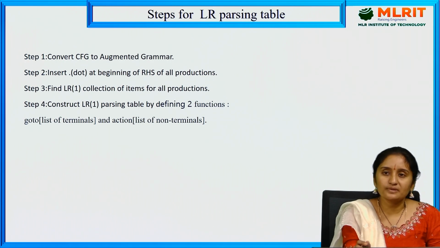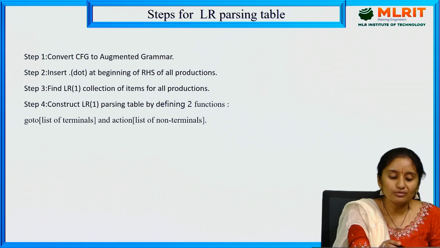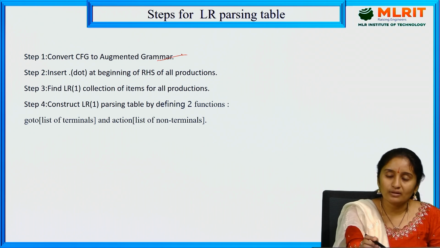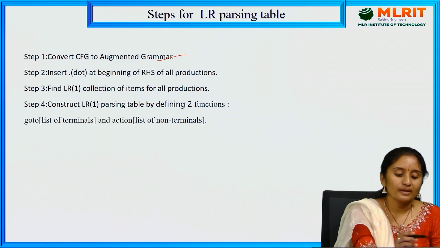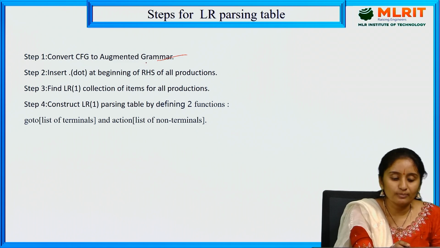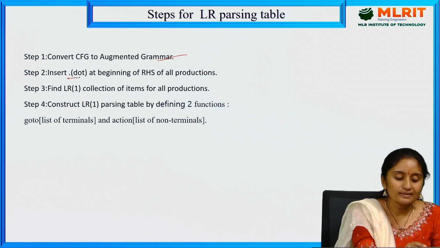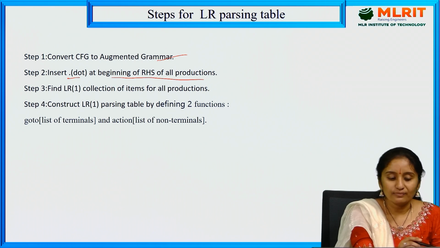So what are the steps that are required to construct a parsing table? First, we need to convert the given context-free grammar to augmented grammar. So first we need to read the grammar and check whether it is unambiguous or ambiguous. We need to check the ambiguity of the grammar. Then convert the context-free grammar to augmented grammar. And the next step, after converting it into augmented grammar, we need to insert dot at the beginning of the RHS of all the productions of the grammar.